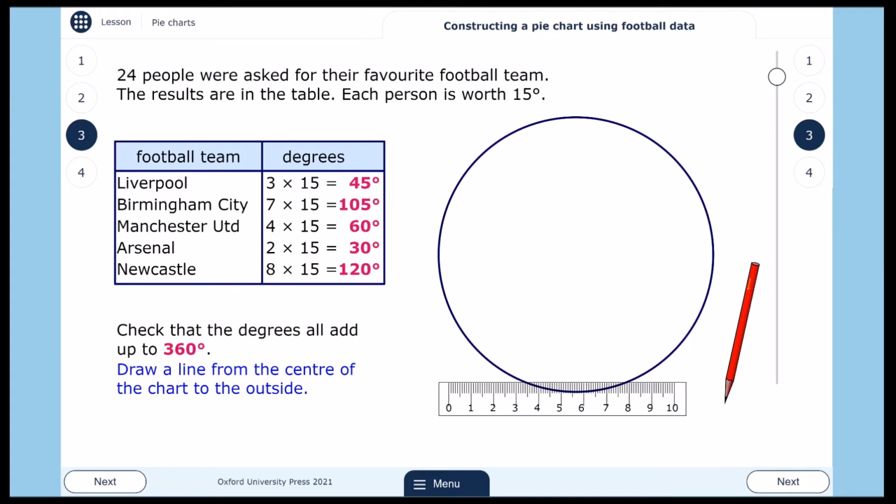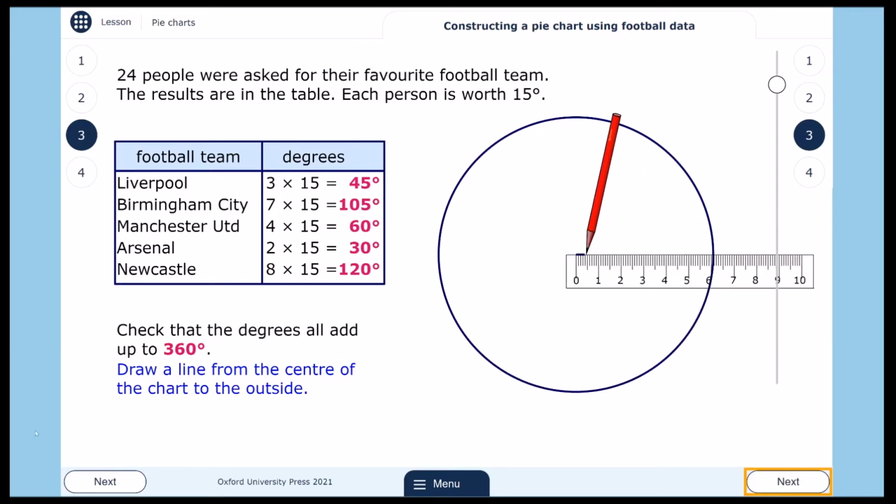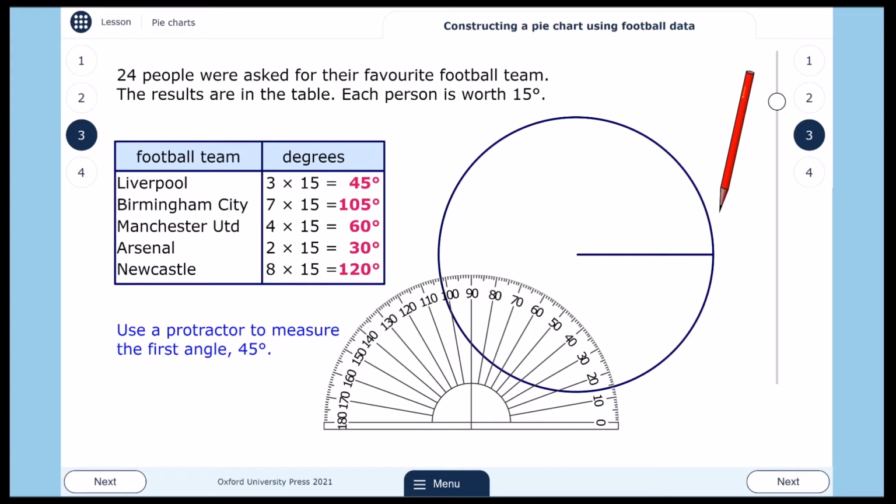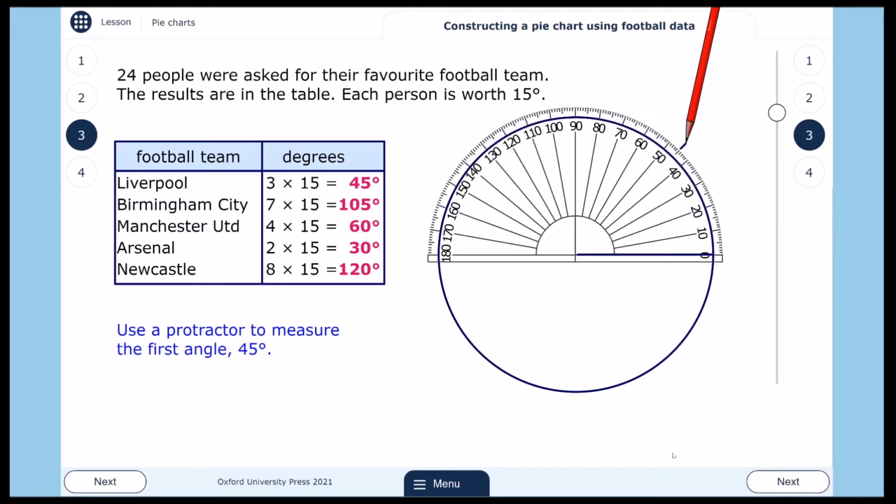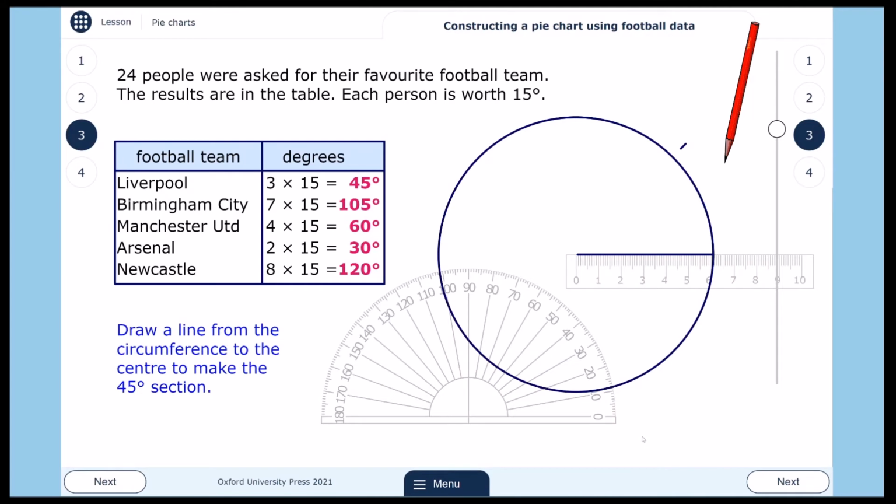our data. You need to start off by drawing a line from the centre of your circle to the outside. From here, we can use our protractor to measure our first angle of 45 degrees from this line. You then need to draw a line from the centre of your circle to where you've marked your 45 degrees to represent the Liverpool section on your pie chart.